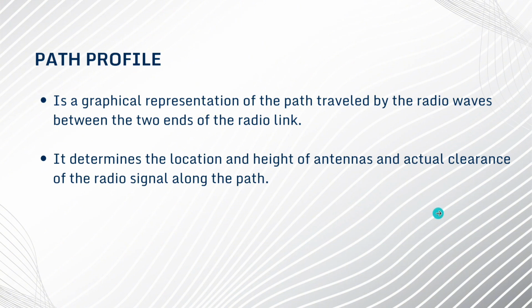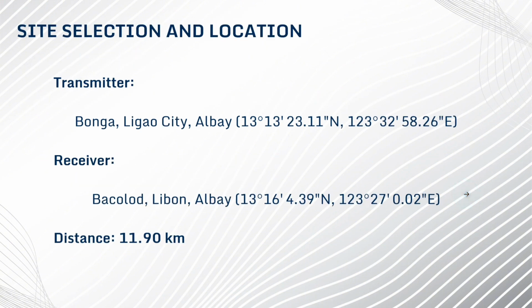Path profile is a graphical representation of the path traveled by the radio wave between the two ends of the radio link. It also determines the location and height of antennas and actual clearance of the radio signal along the path. By ensuring the proper clearance, we can avoid obstacles and interference, which enhances the reliability of the communication link design. Next is the site selection and location.